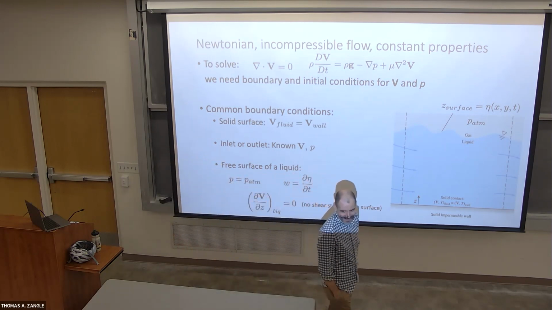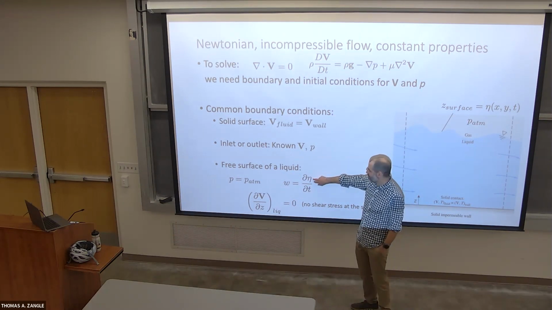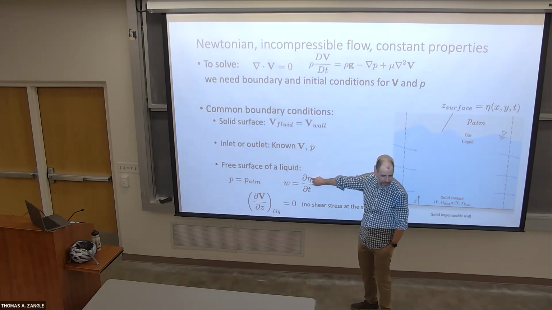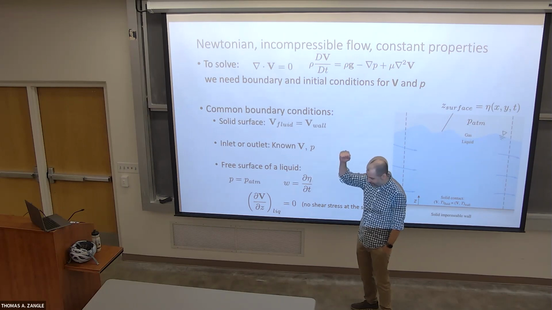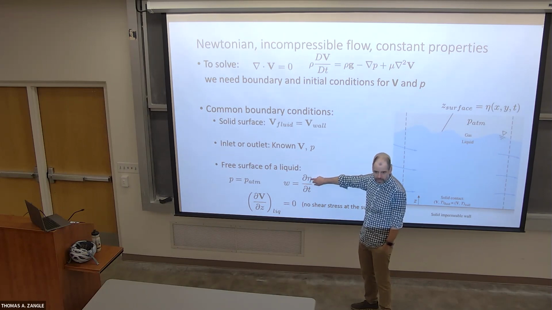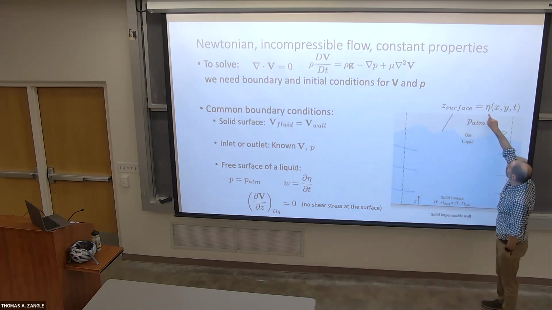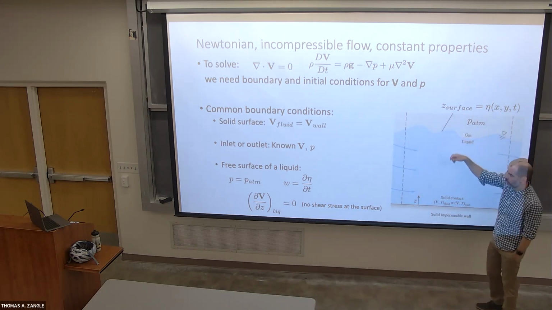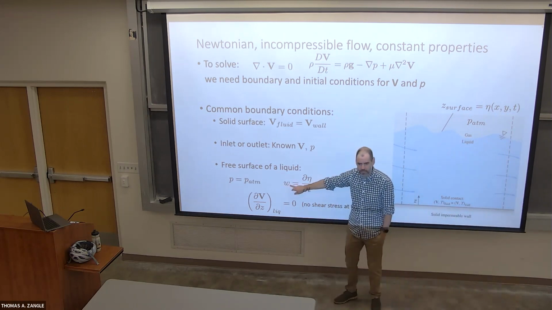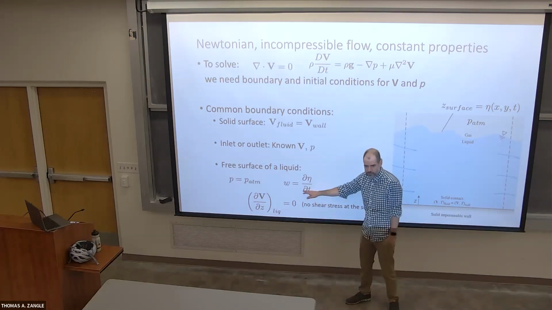About the new Greek letter: we could have written this as H or something, and I probably would have written it as H. Eta is the height of the surface, so z surface is equal to eta of x, y. So you can rewrite this as W, the z component of velocity, is equal to the partial derivative of z surface with respect to time. Does that make more sense?